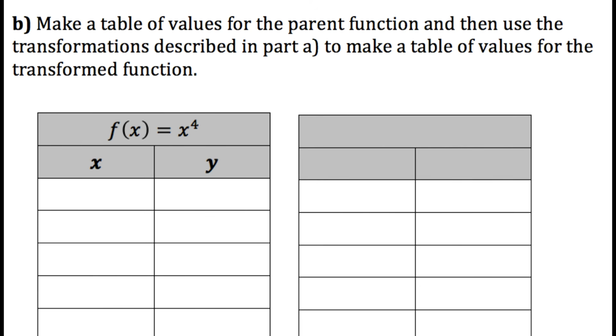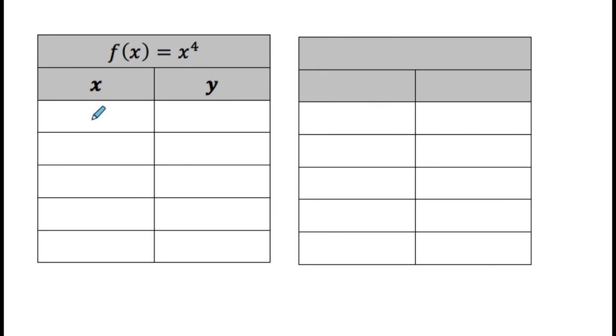So let's do those transformations to the x to the 4 function. We need some key points for that parent function. Choose the same x values, negative 2, negative 1, 0, 1, 2. Plug them into this function to get the y values. Negative 2 to the 4 is 16. Negative 1 to the 4 is 1, and so on. And now we're going to transform those points to come up with the equation for our transformed function.